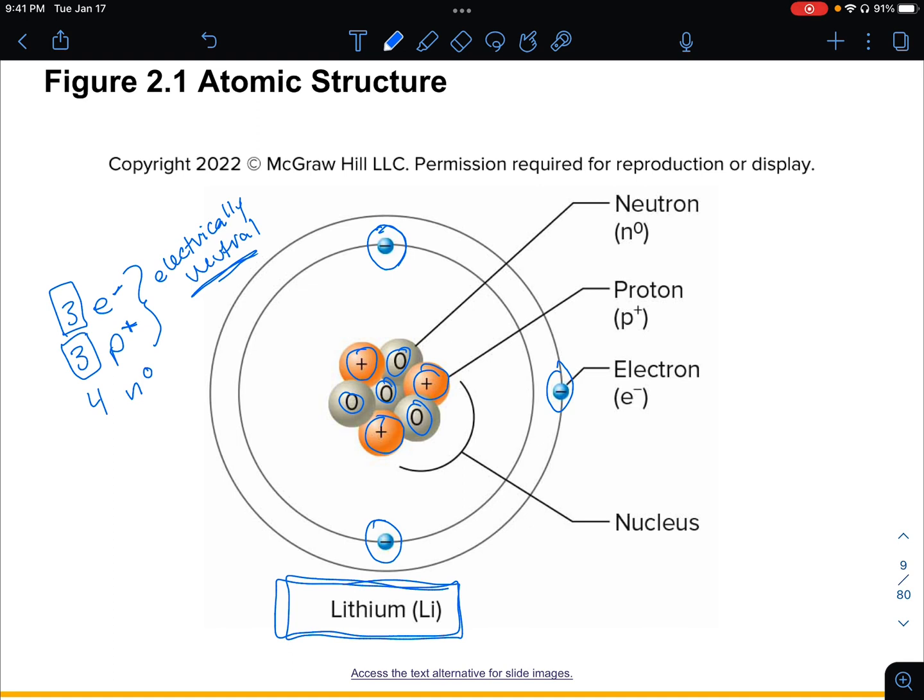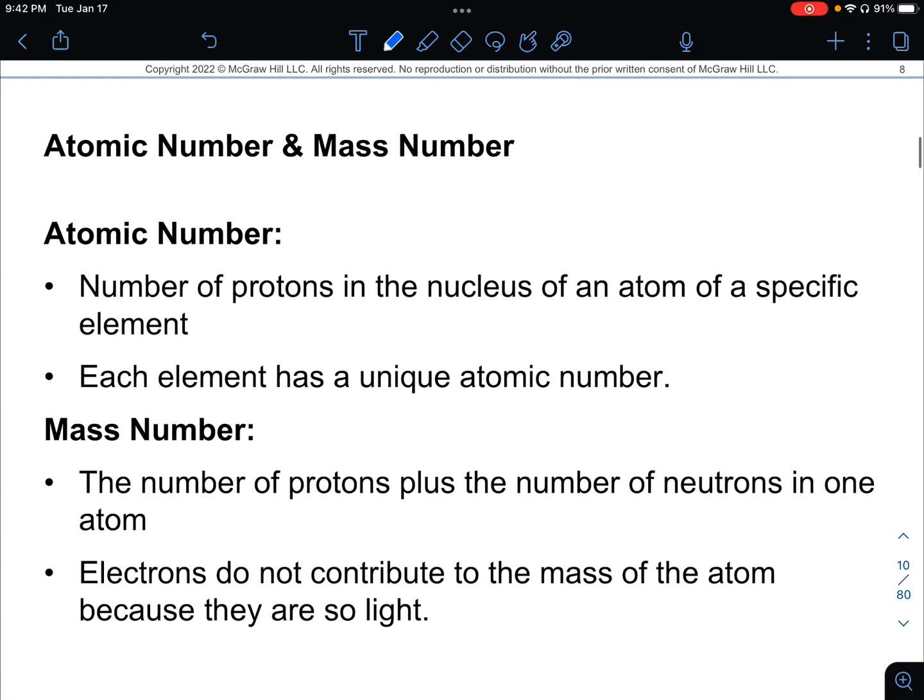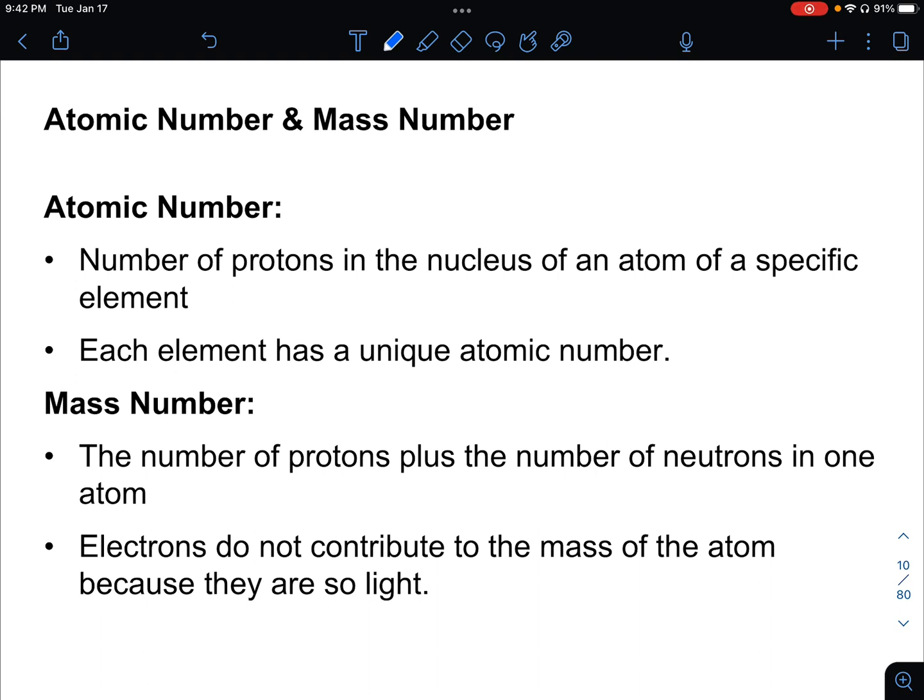So why, with this atom being electrically neutral, 3 electrons, 3 protons, why does it have 4 neutrons? Doesn't that change anything? Does that change the structure of the atom? Does that make it a different chemical? No, because the chemical is going to be defined by different things. So here we're talking about the atomic number. Our atomic number is going to define the chemical, because if I say an atomic number of 1, we're talking about hydrogen. If I say an atomic number of 3, we're talking about lithium. If I say 8, we are talking about oxygen.